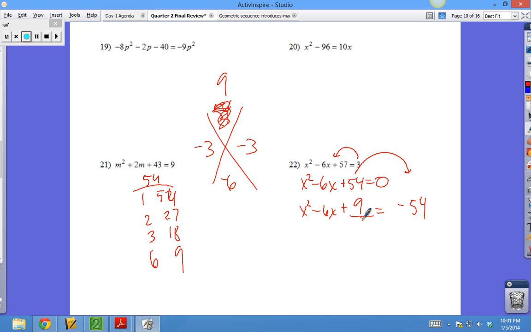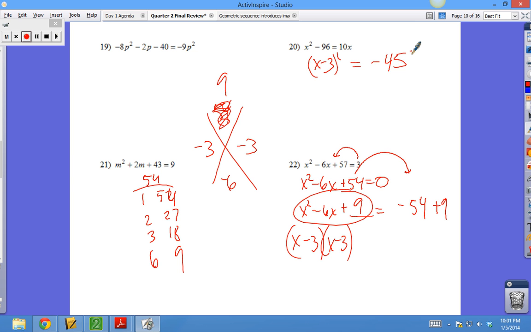So I'm going to scoop 54 to the other side. Put 9 there, but I've either got to take it right back away, or if I put 9 on this side, then I can put 9 on this side. And that's the exact same thing as taking it right back away. Okay, now I'm going to change this to x minus 3 times x minus 3, which is a perfect square. So I'm going to come up here, x minus 3 squared. And then negative 54 plus 9, what is that? Equals negative 45.